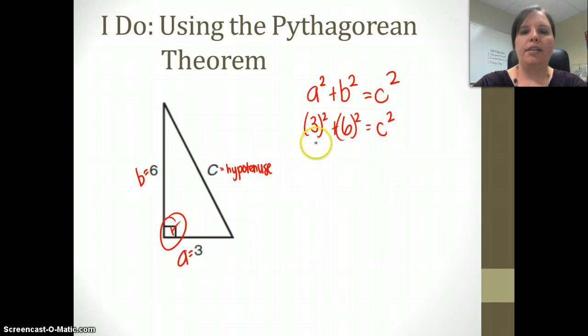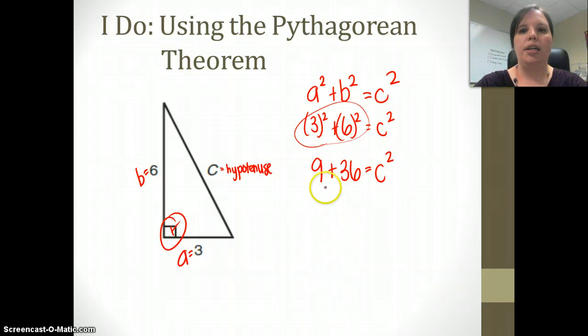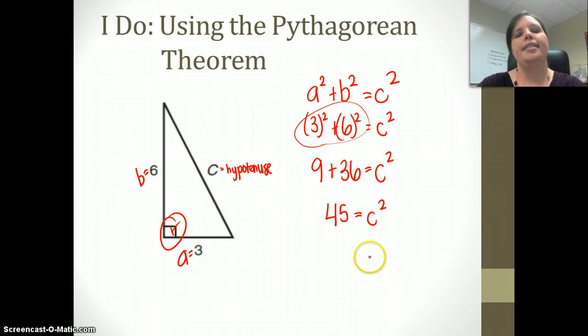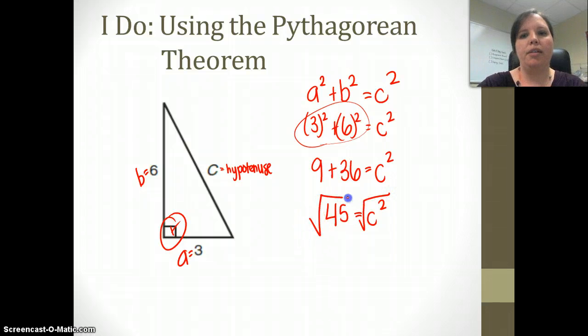So if I follow our order of operations in solving here, I want to get C all alone. But first I want to figure out what number this is. So 3 squared is 9, 6 squared is 36, still equal to C squared. 9 and 36 gives me 45. Now I just want to think, okay, how do I get C alone? What's the opposite here? Well, the opposite would be if I took the square root of both sides.